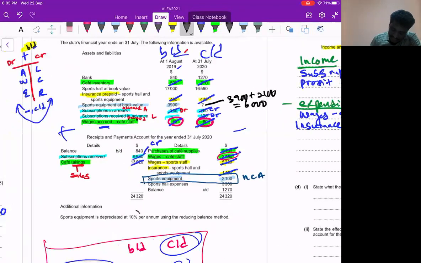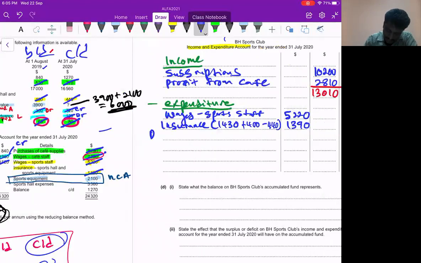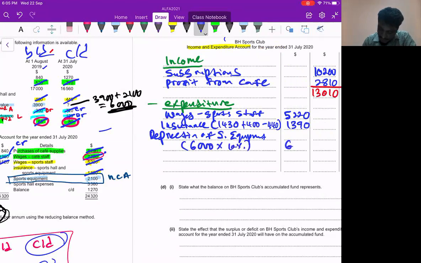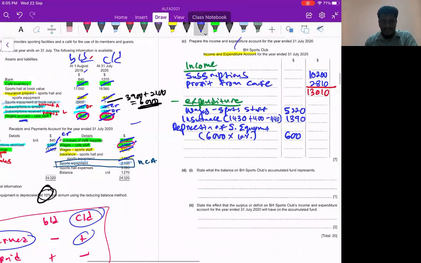Additional information is 10% reducing balance depreciation for sports equipment. So this is my new sports equipment, 6,000. We calculate the depreciation, 10%. So right here, depreciation is my expense. Depreciation of sports equipment. How much? 6,000 times 10%. I get 600. Do you understand?